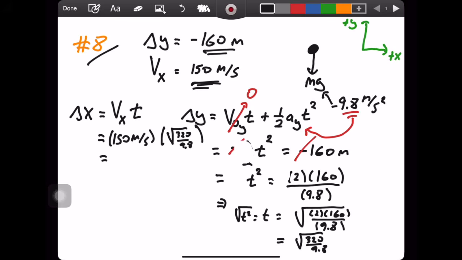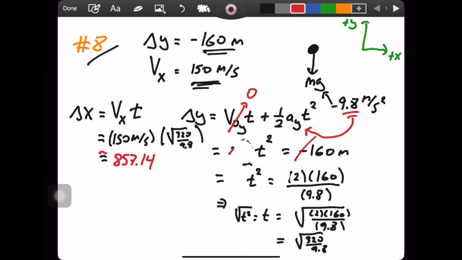Plug this into a calculator, which I'm going to do right now. 320 divided by 9.8, square root of that, and then multiplied by 150. I get, and I'll put an approximate sign here, 857.14. On the exams, I'm going to ask you to take your numerical answers out to 2 decimal places. That's what I mean by 2 decimal places right there.